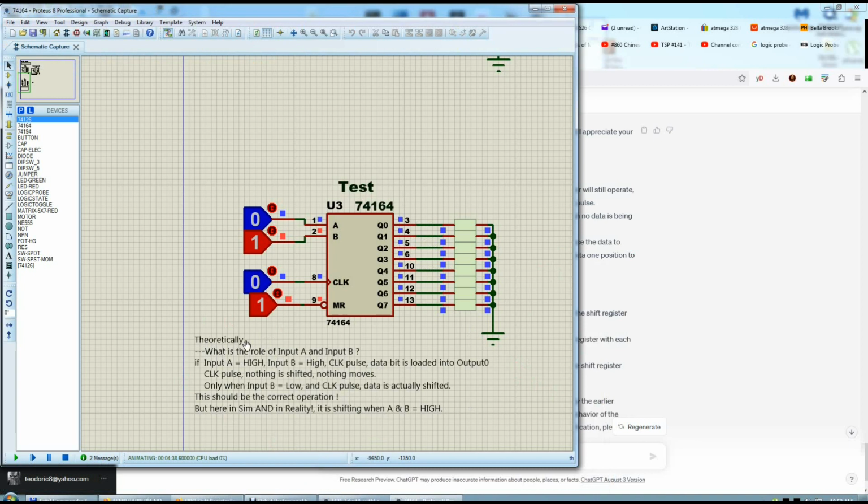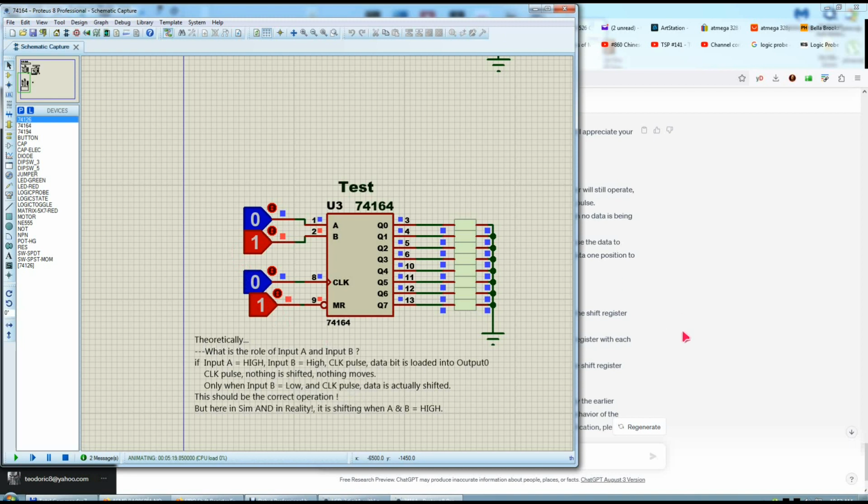So theoretically, that's why I put "theoretically" here. This is also my note. What is the role of input A and input B? If input A is high and input B is high as well, so both of them are high, you clock one pulse, so clock once, and the data bit is loaded into the output and represented here. You clock again, and nothing is shifted, nothing moves. Only when input B, the red one that I have here, is low, and you clock once, you clock a pulse, you clock another, is data actually shifted.